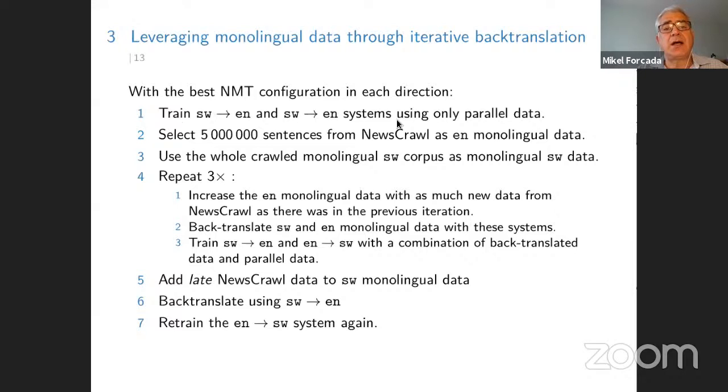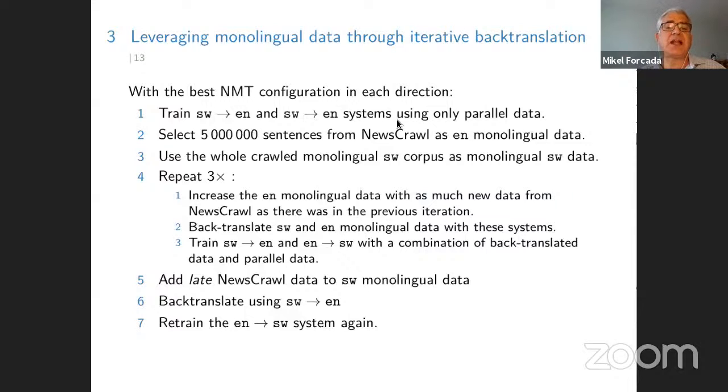We also decided to use the monolingual data and see if we could leverage their help in view that we had very little corpora. So we used iterative back translation. First, we trained the English-Swahili and Swahili-English systems using only parallel data. And then we would translate monolingual data in either direction using the reverse system to generate synthetic source text.